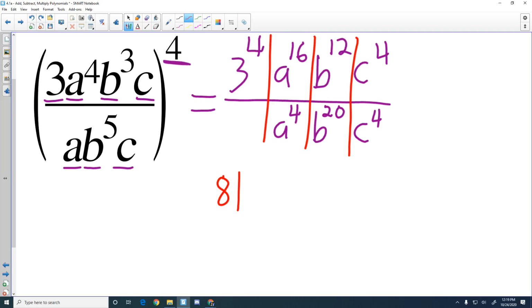Now go to the a's. Where are there more a's, on top or bottom? Up top. How many more a's are up top? 12, right? Because 16 is 12 more than 4.